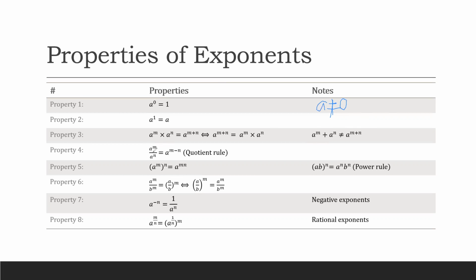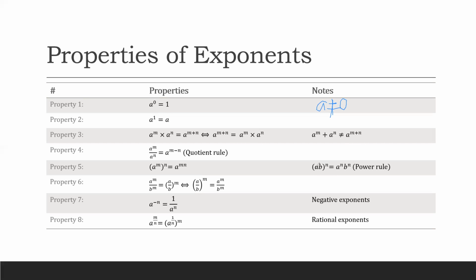If you want to divide, say you have a to the m over a to the n. Again, the base is the same for both of them, but the exponent is different. You just have a to the m minus n. And if you have a to the m raised to the nth power, you can just multiply together the exponents to get a to the m times n.